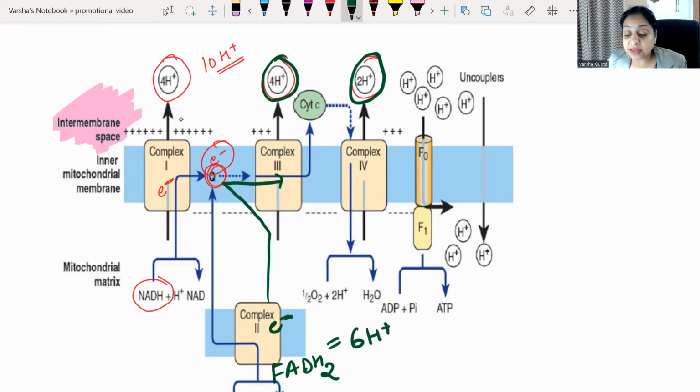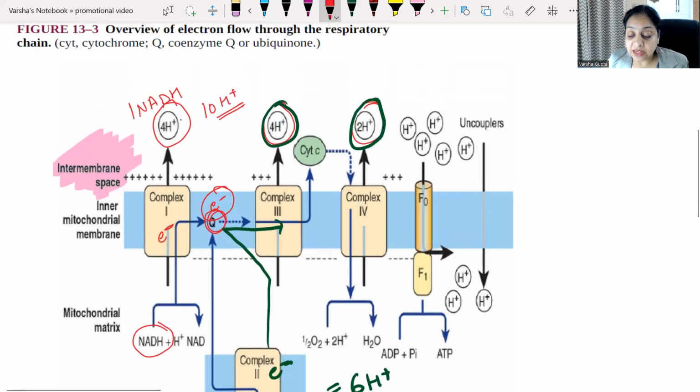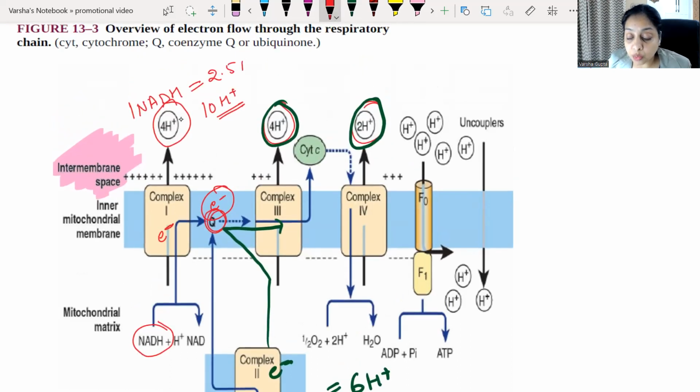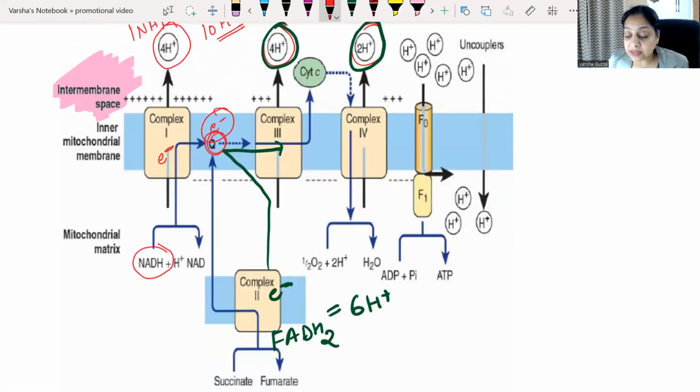How many protons were released for NADH? 10 protons. That is why NADH is equivalent to 2.5 ATP. It gives more ATPs. Whereas FADH2 released 6 protons. That is why FADH2 is 1.5 ATP. Did you get this difference? You can write this down in the exam also. So this is how the protons are being transported. Now the electrons have come to complex 4, so it is going to do the oxidation.